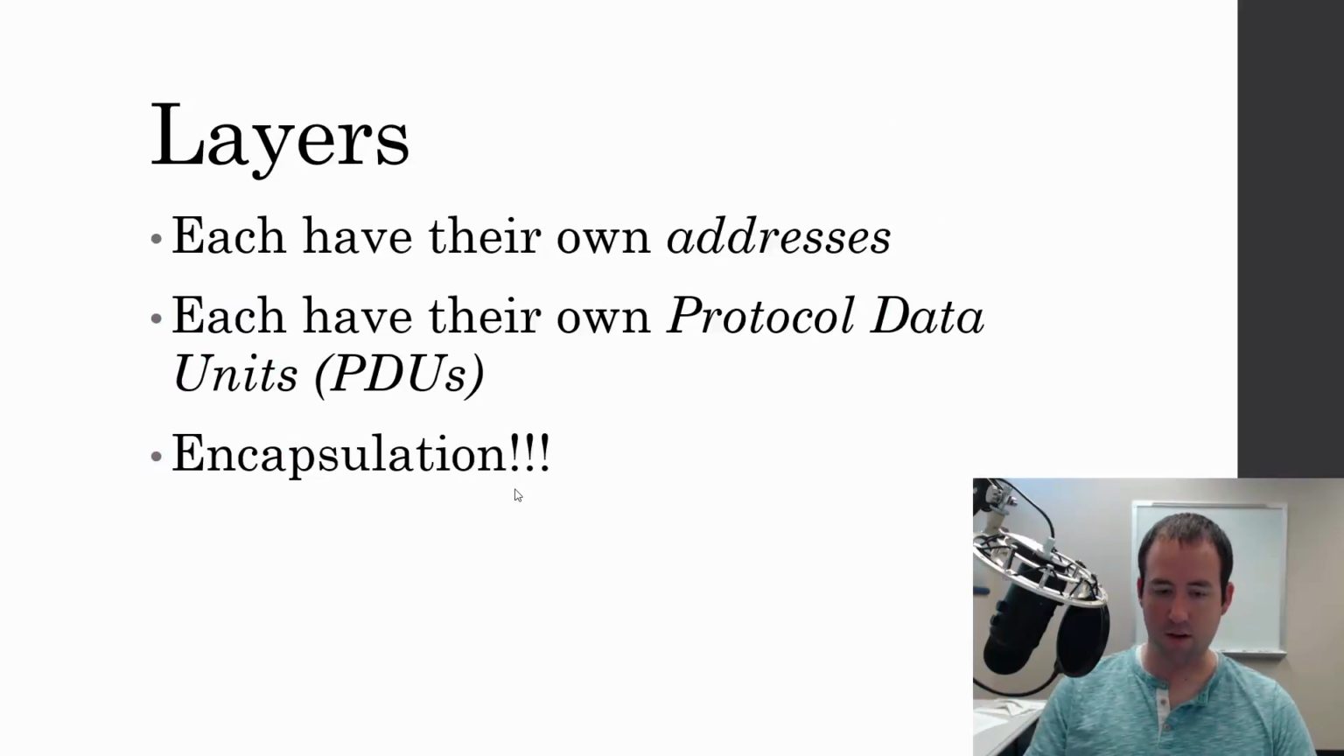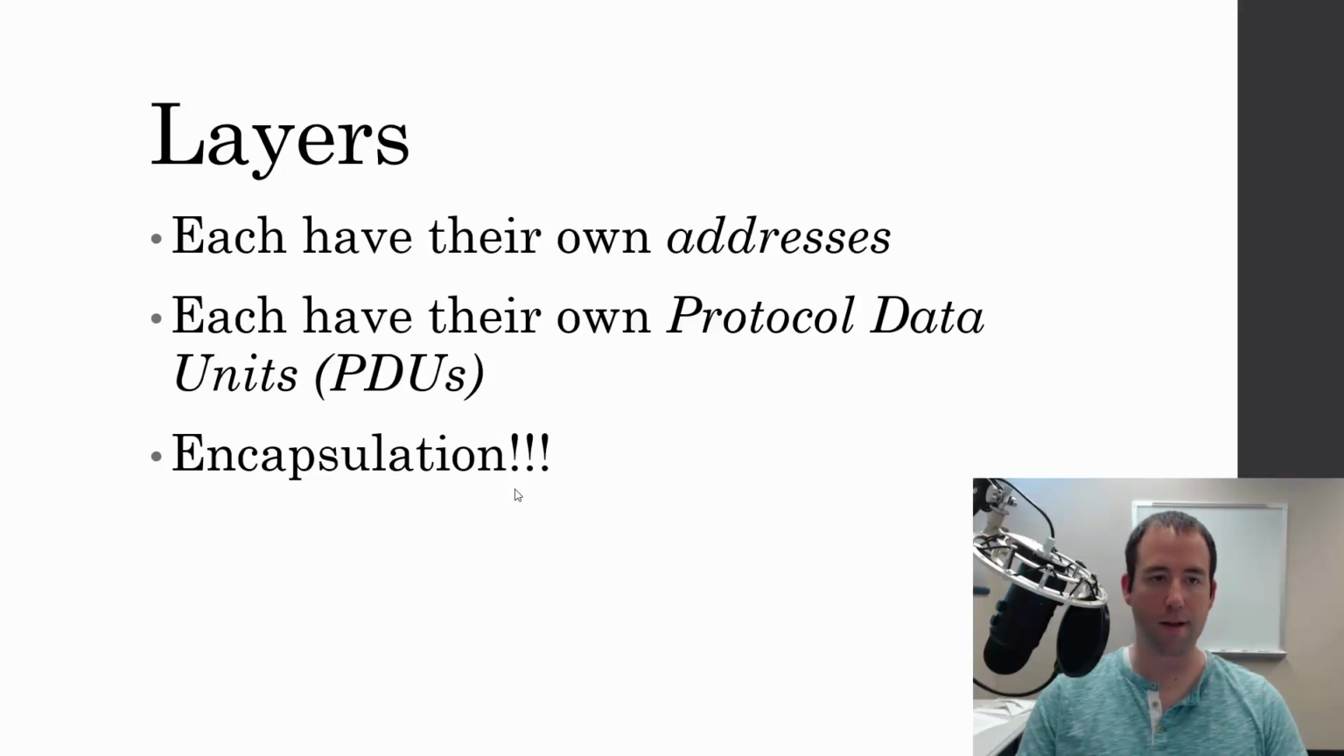So the important thing to note about both OSI and the TCP/IP model is that they're separated into layers, and each of those layers has their own stuff, their own protocols that take place there. Each layer also provides their own addresses, and we'll talk a little bit in the rest of this video about what kinds of addresses we see there.